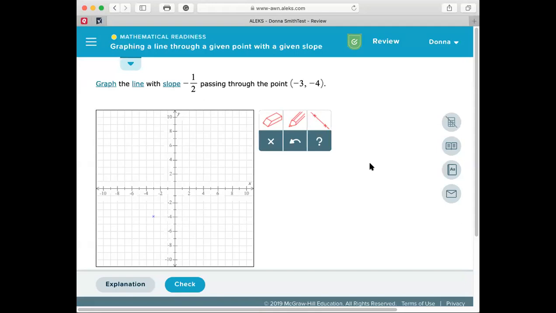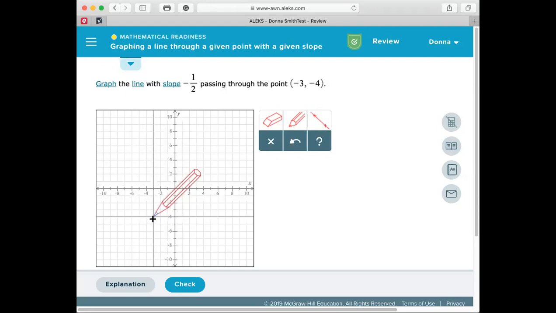I've opened up ALEKS. We have the point plotted, and now we're going to use our rise. Our rise was -1, and the question then becomes, how do you rise -1? Rising -1 really means to go down 1. So that would be down 1 from that point. And that's not going to give you your next point. That's just your GPS to direct you where to go.